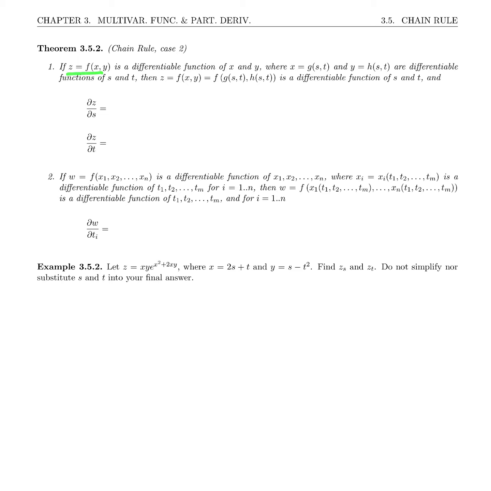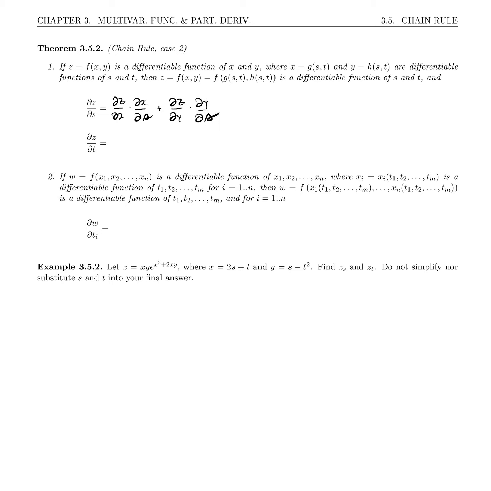If z is f of x,y, a differentiable function of x and y, and if x is g of s and t, and y is h of s and t, if they are both differentiable functions of s and t, then z, which is a function of x,y, also depends on s and t, and it will also be differentiable. And the partial of z with respect to s is del z del x times del x del s plus del z del y times del y del s.